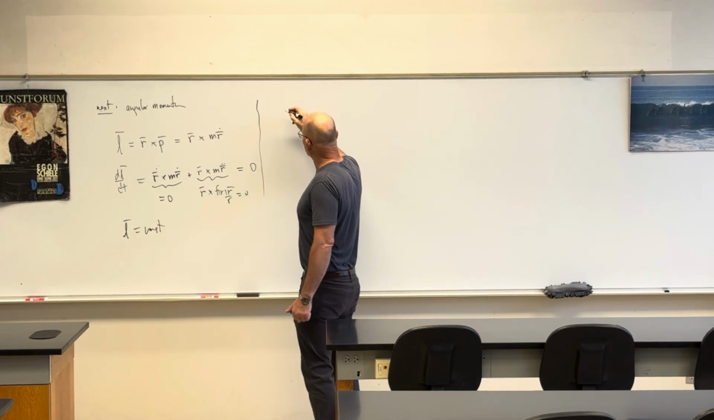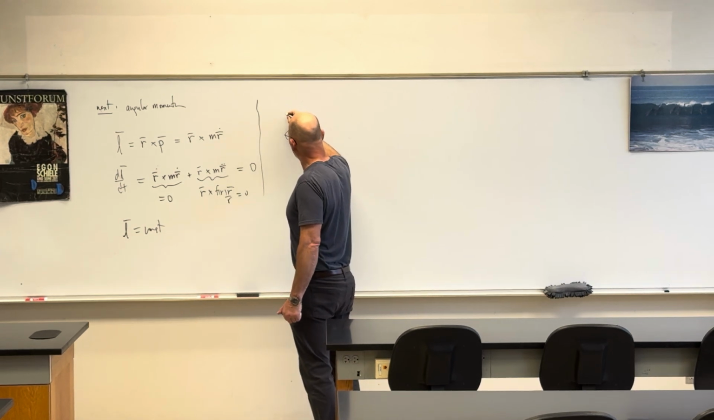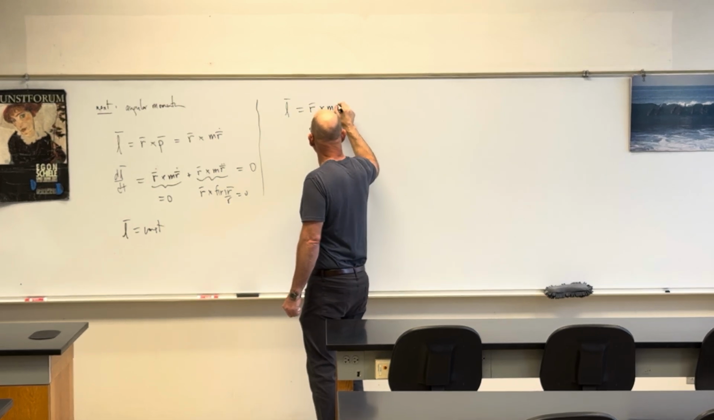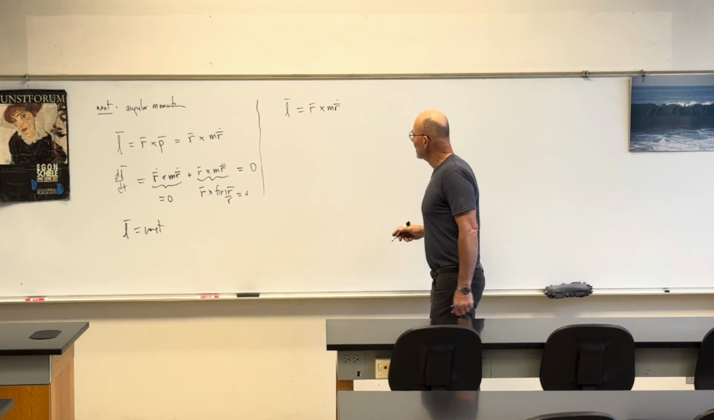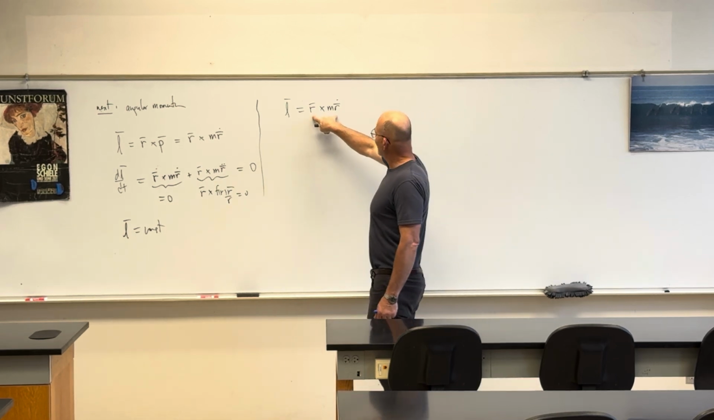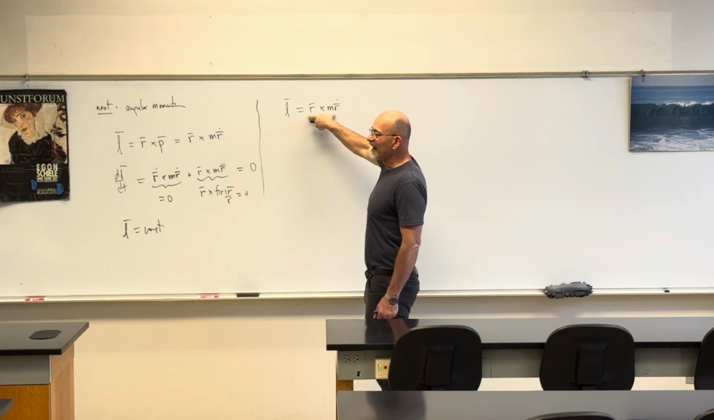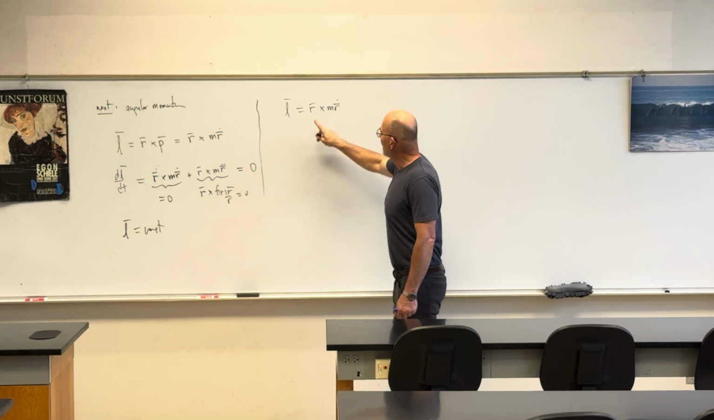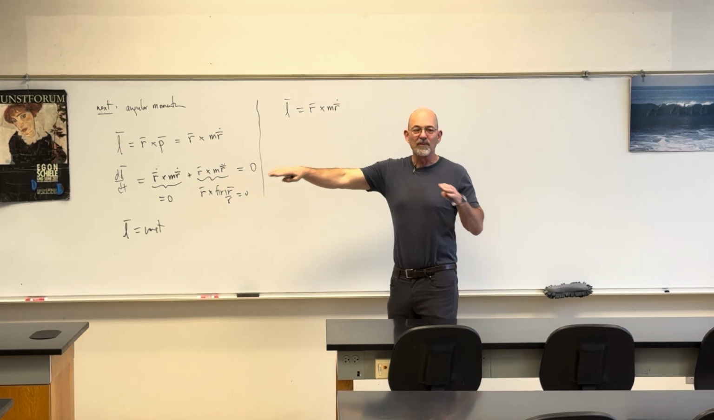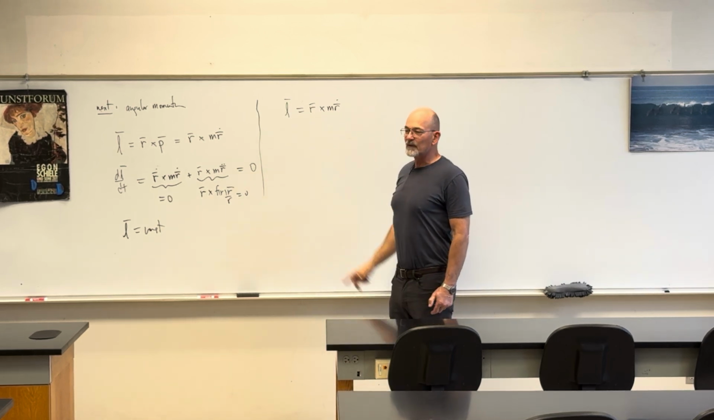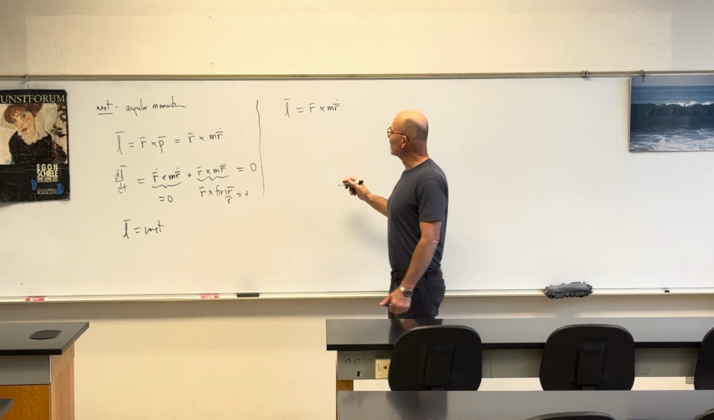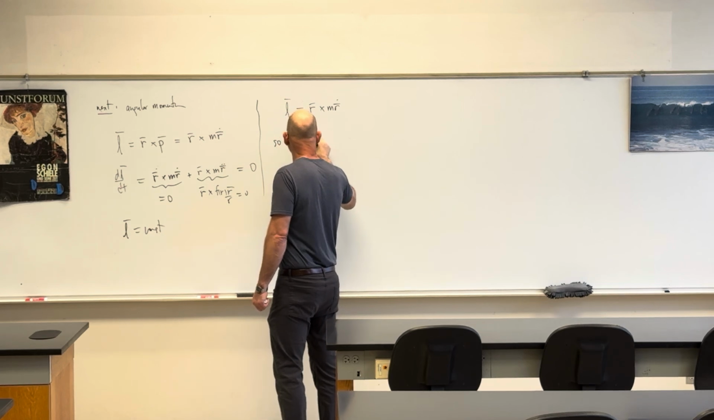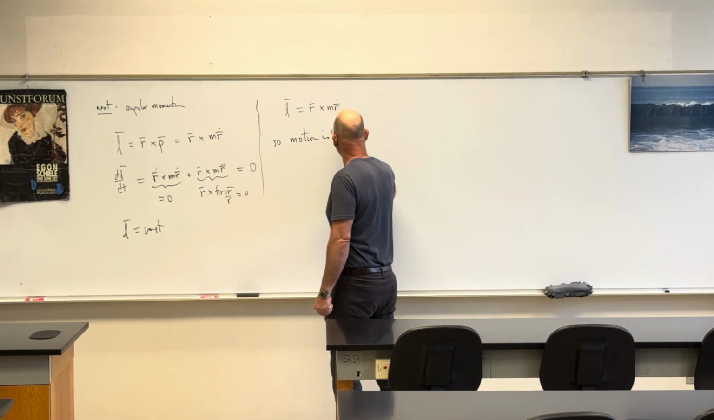And now we have the argument that because L, r cross m r dot, is constant, these two vectors lie in a plane. Any two vectors lie in a plane, and their cross product is perpendicular to that plane. That means r and r dot are always restricted to a plane. Position and velocity are restricted to a plane, which means the motion is restricted to a plane.